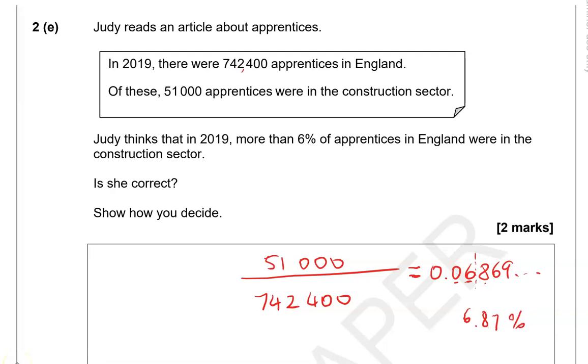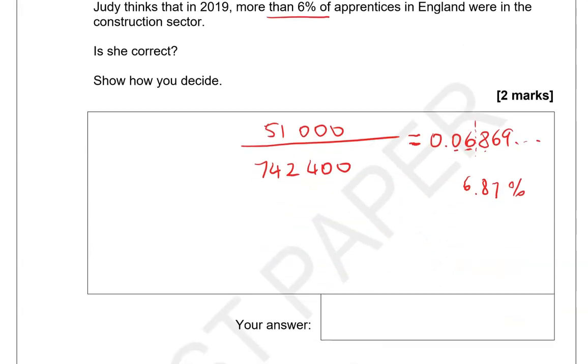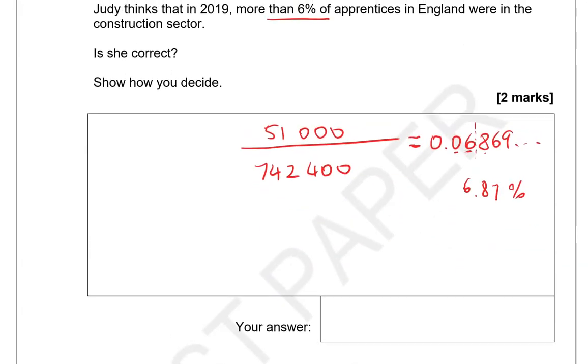Now you could round this if you want, but the main thing is that it is more than 6%. This is definitely more than 6%. So is she correct? I'm going to say yes.